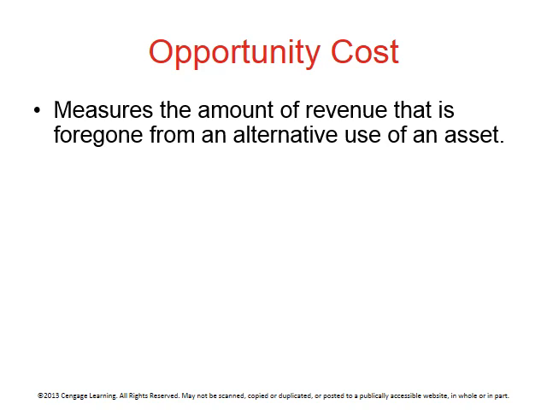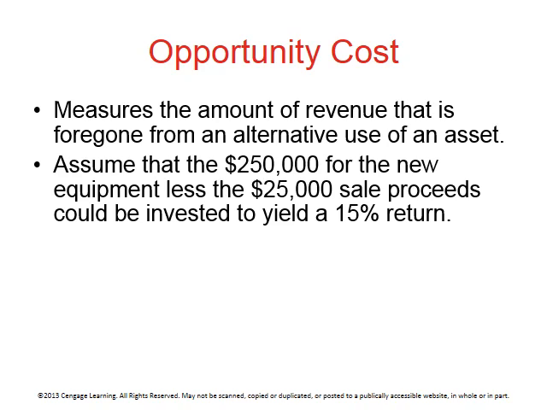So opportunity cost is the revenue that is foregone from an alternative use of an asset. So we can assume that the $250,000 for the new equipment less the $25,000 sale could be invested to yield a 15% return. So we could take that $250,000 and buy a new machine, or we could take that $250,000 and invest it in the market and earn a 15% return. So the opportunity cost of spending $250,000 on the new machine is the 15% return we can get in the market.